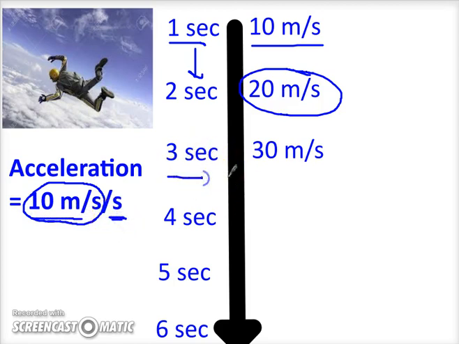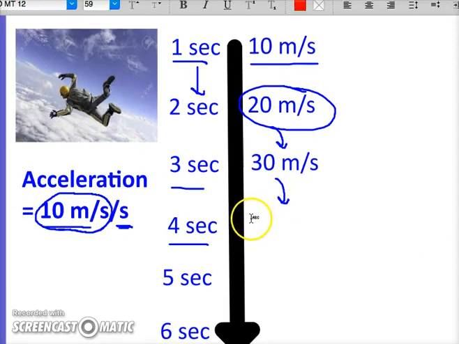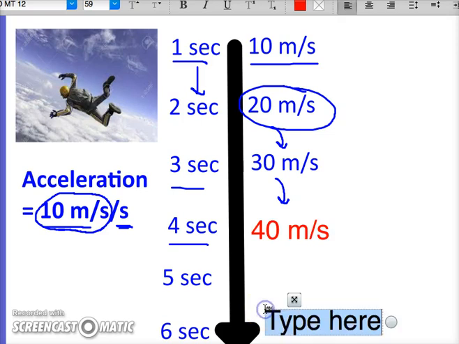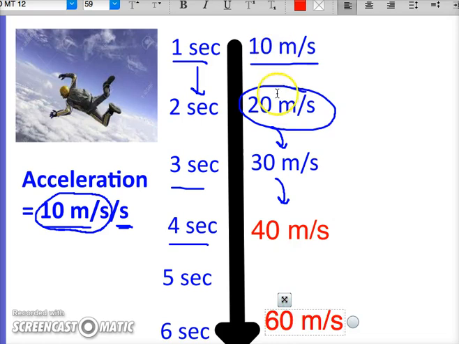So if he falls for 3 seconds, he will increase his speed by 10 meters per second again. If he falls for 4 seconds, he's going to increase his speed by 10 meters per second. You guessed it, he's going to reach a speed of 40 meters per second. If he falls for 6 seconds at this same rate, he will reach a speed of 60 meters per second. Acceleration rate tells us how fast something is going in the amount of time that they're traveling.